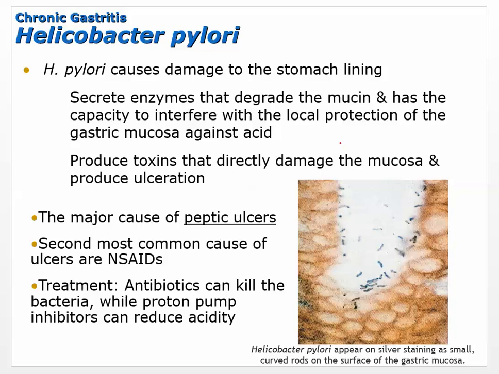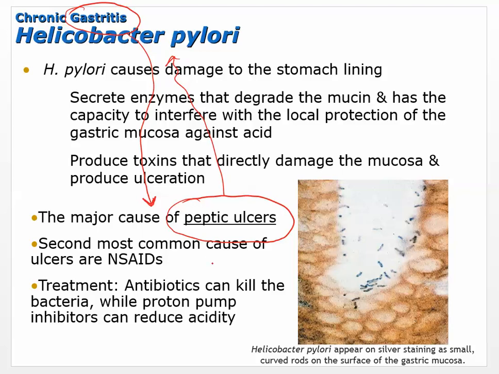that protection against acid. So they also produce toxins that directly damage the mucosa, and they can produce ulceration. Initially they can produce gastritis, okay? But then they can also lead to ulceration. So H. pylori in general is the major cause of peptic ulcers, and the second most common cause of ulcers. We talked about how NSAIDs can cause gastritis. NSAIDs can also cause ulcers, but mainly ulcers are caused by H.